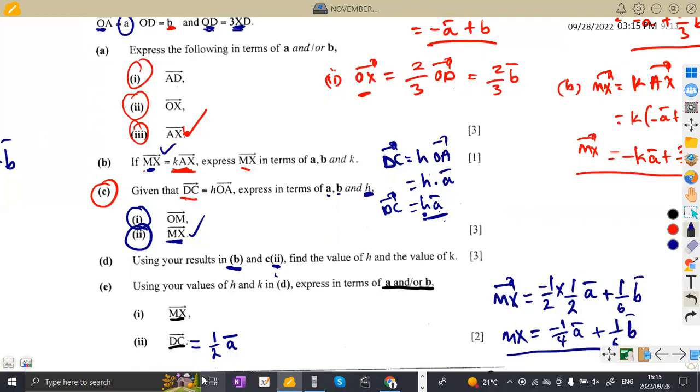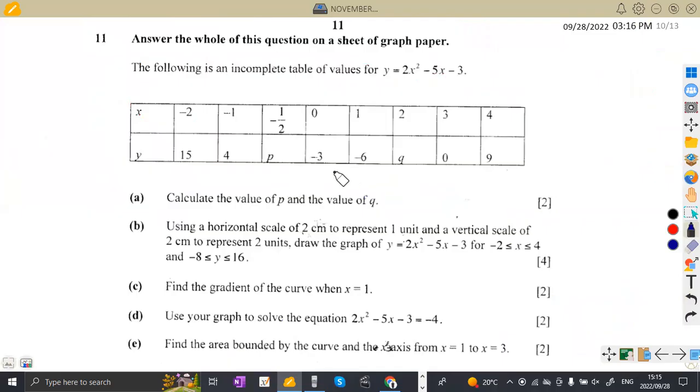Then you want to cross check on question 11, which is, let us see what we are having on this part. Number 11, which is a quadratic graph. So we are going to focus on this. All right, so here we are given, answer the whole of this question on a sheet of graph paper, and this is actually what we have. If you are to cross-check, we are given the equation, which is an incomplete equation. So the question was to calculate the value of P and the value of Q.